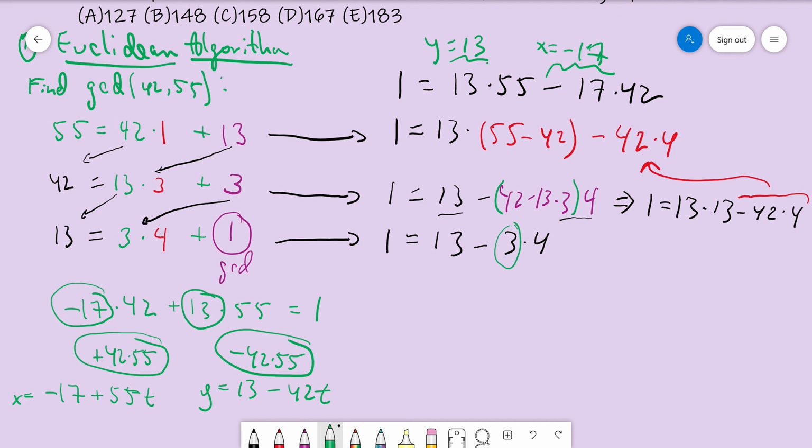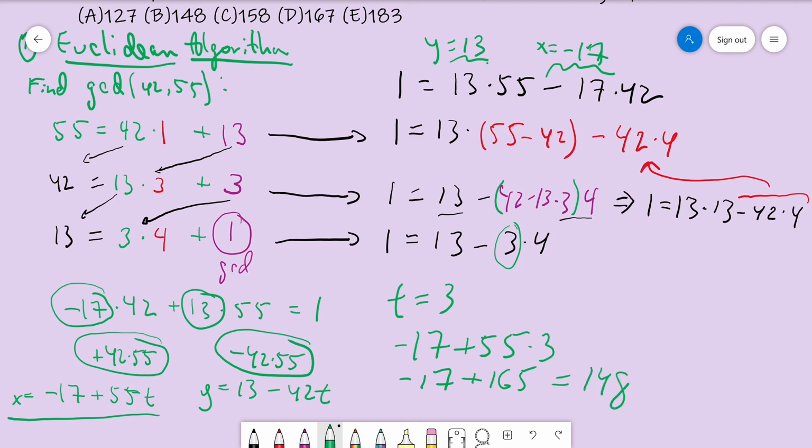So if we're looking for a value of x that is between 100 and 200, then we have to think what value of t will give us an integer between 100 and 200. And I think that if we set t equal to 3, then we'll get negative 17 plus 55 times 3. Well, 55 times 3 is 165. And 165 minus 17 is equal to 148. And is that one of our answers? Yes. That is answer B, 148.